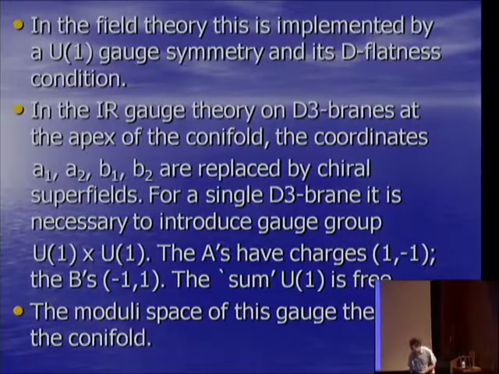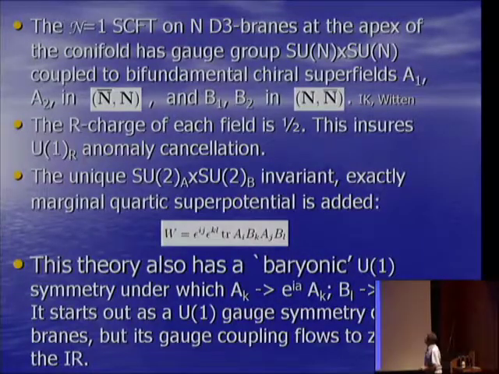And then it also suggests how to generalize this to the case of N branes, because we know that whenever you go from 1 to N, you replace U1 by UN. So the natural guess is to say that the theory on N D3 branes at the apex of the conifold is some UN cross UN gauge theory. And now these chiral superfields are A1, A2, and B1 and B2, which are in conjugate representations.